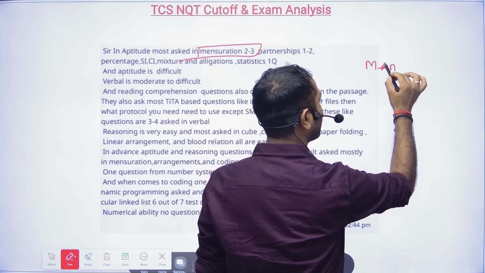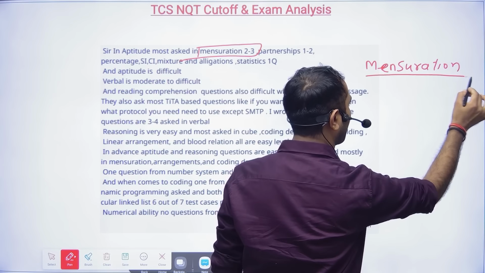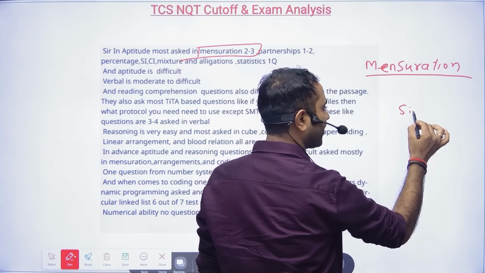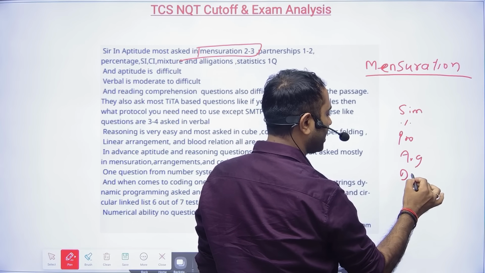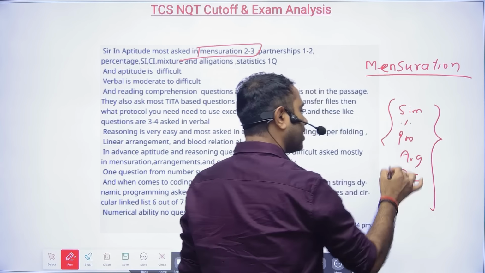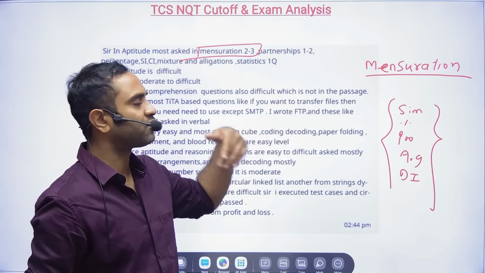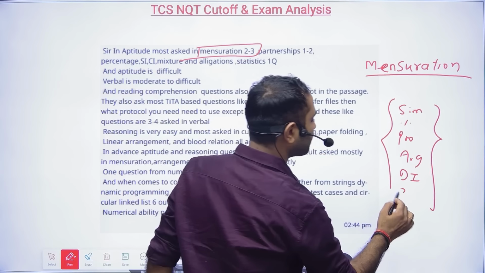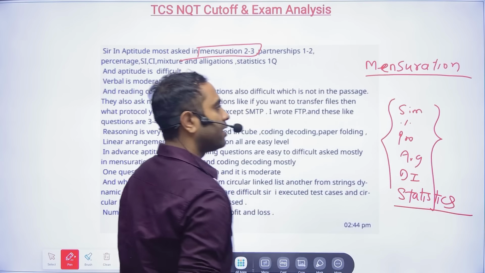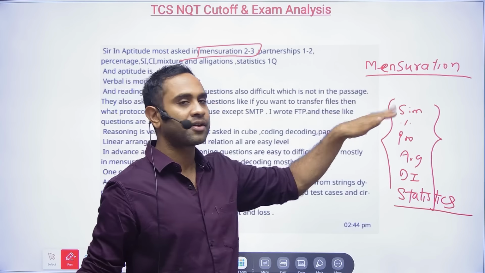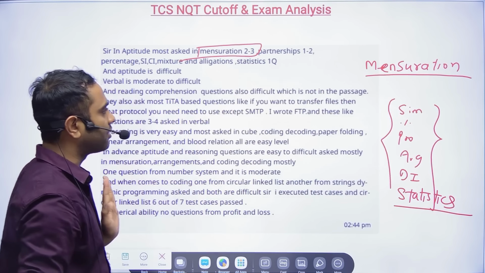Okay, so when you ask me, sir, what is the important topic, I say you go for simplification, you go for percentage, you go for profit and loss, you go for average, you go for DI, right? But I have always said, with TCS, you don't know what they will do. This time mensuration they have given more priority. Sometimes they will give statistics more priority. So it is very difficult to say. Today if you read mensuration a lot, tomorrow they might not give you a question from that. So you always have to be very clear.